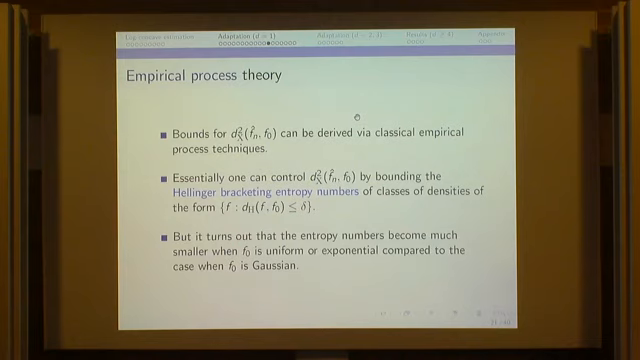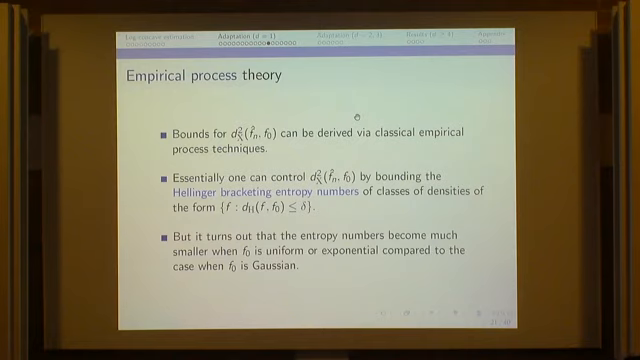So our second approach is empirical process theory, and this is really used a lot in this field. It's known that we can bound the largest loss via calculating the Hellinger bracketing entropy numbers. These Hellinger bracketing entropy numbers characterize the complexity of our parameter space.